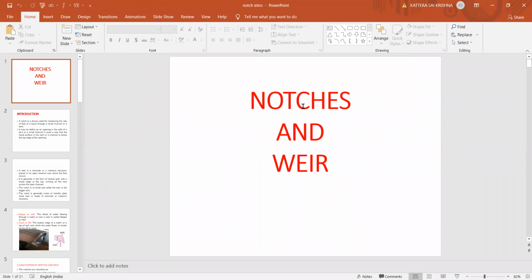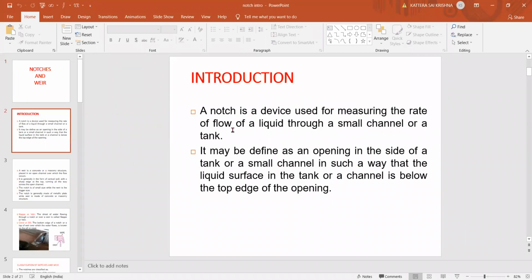What is a notch? N-O-T-C-H is the spelling, right? A notch is a device used for measuring the rate of flow of a liquid through a small channel or a tank. We have seen many devices for measuring the rate of flow. In the first and second experiments, we saw the venturimeter and orifice meter, which are used for finding the coefficient of discharge in small size pipes. But notches are devices used for finding the rate of flow or discharge in canals or channels.